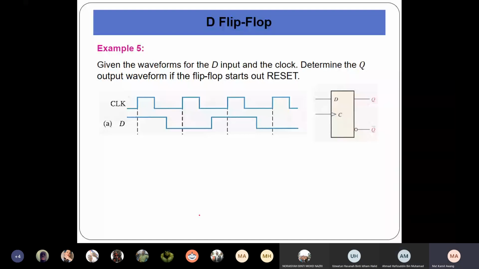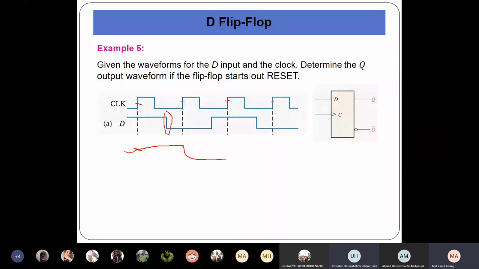So basically it will trigger here, here, here, and here. It will not trigger here. So D is 1. Clock is triggered. What happened? Q. What happened? Set, sir. 1. 1 until here. So then what happened? D changed to 0. Reset, sir. Goes to 0.